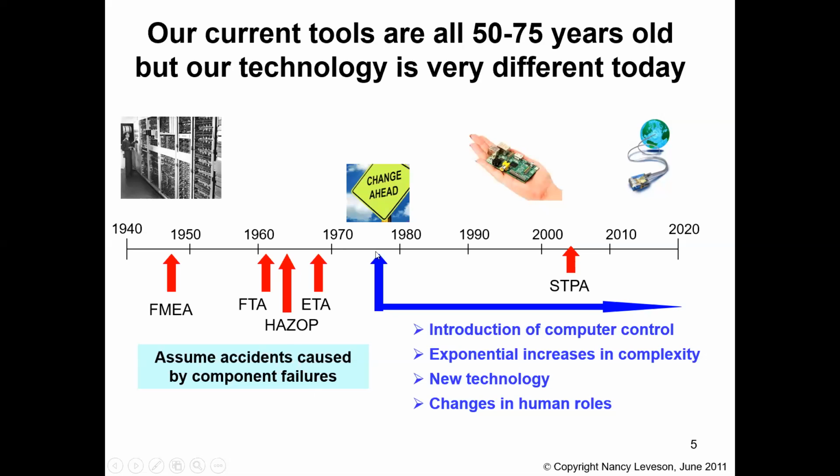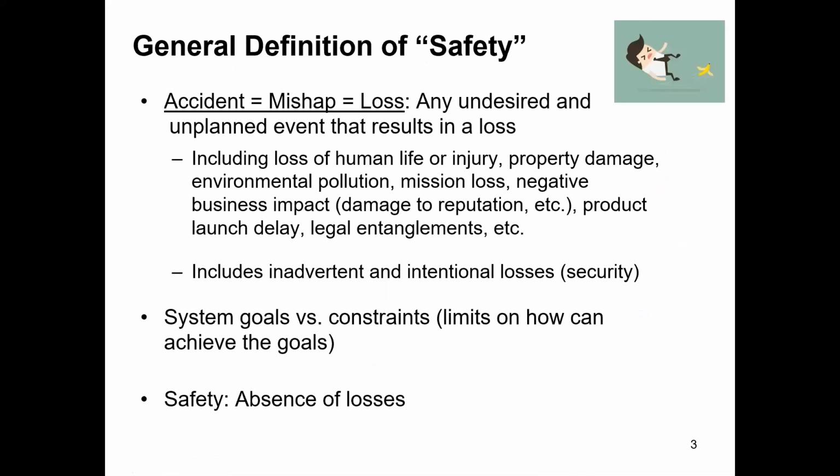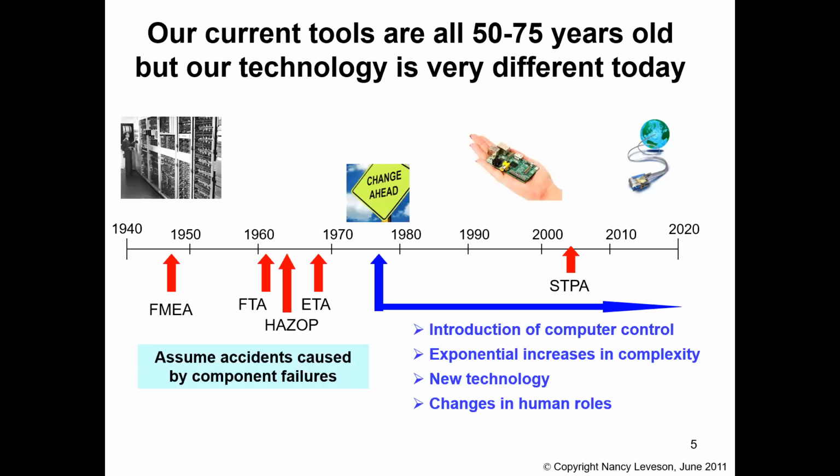But around the late 1970s, all of a sudden, engineering changed significantly. There was an introduction of computer control, exponential increases in complexity, new technology, and changes in the role that humans take in systems. And what happened is these old techniques aren't so effective anymore.